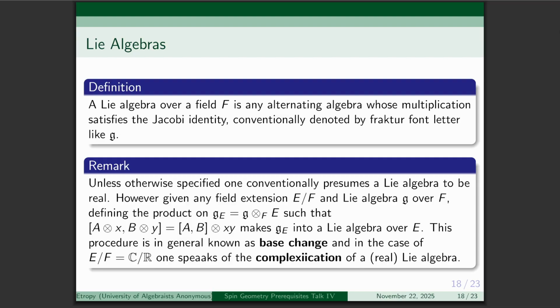And when you are going from R to C, this is known as complexification. So given a real Lie algebra, you get a complex Lie algebra. And usually when speaking of Lie algebras, one assumes, unless specified otherwise, that they are real. So this gives you a way of interchanging real and complex Lie algebras, at least going upwards.